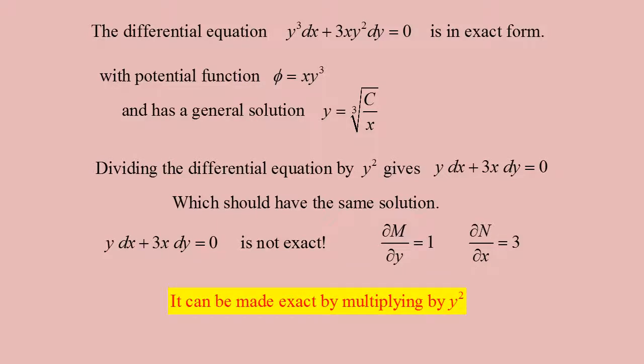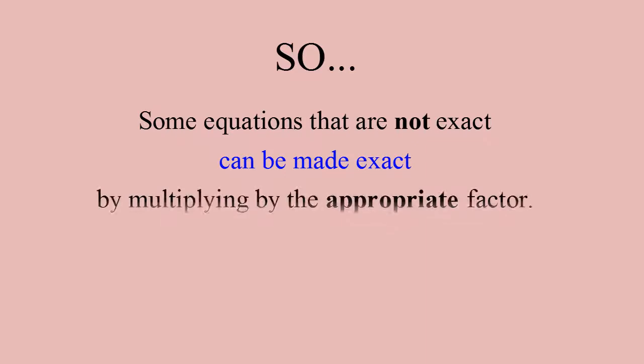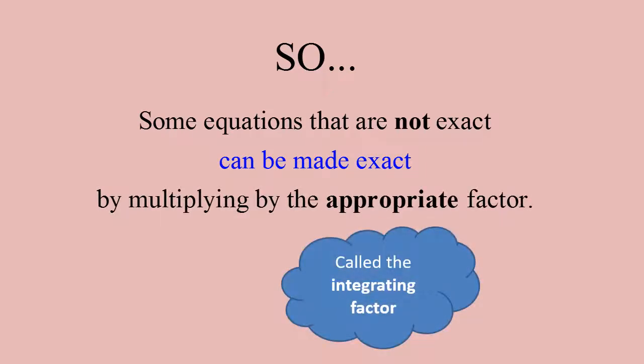However, we can make it exact form by multiplying by y squared. Notice here I divided by the y squared. We can put that back in exact form by multiplying by the y squared. Now all that's doing is just illustrating to you that many things that are not in exact form can be put in exact form. Now, what we're going to do is see how can we put things that are not in exact form into exact form.